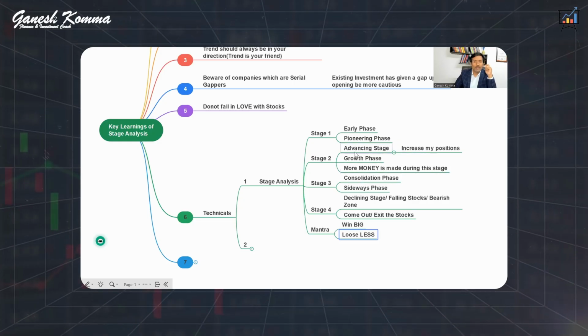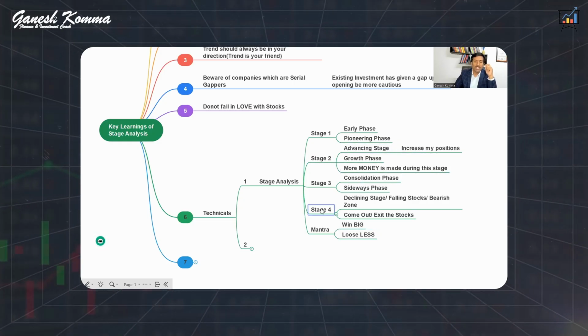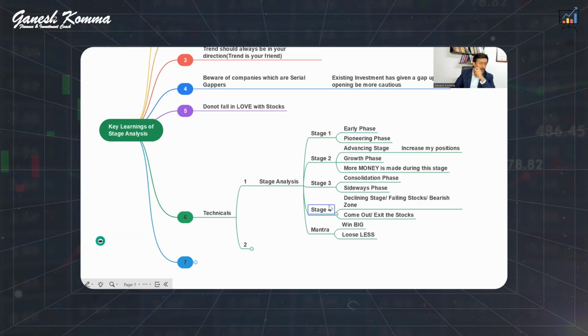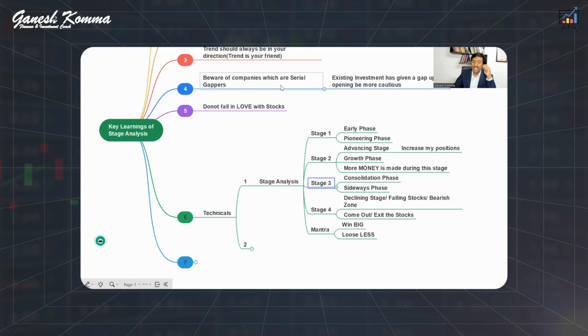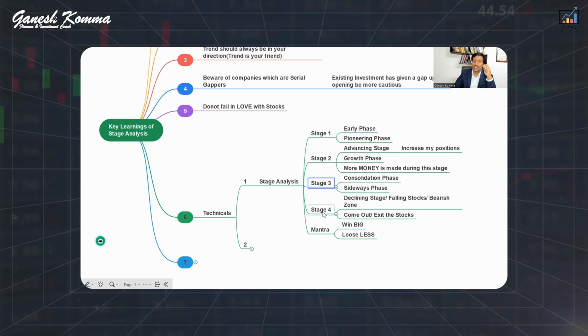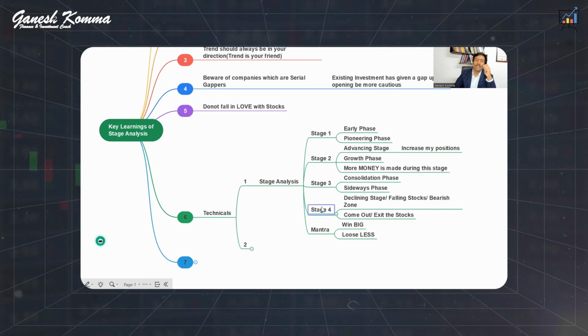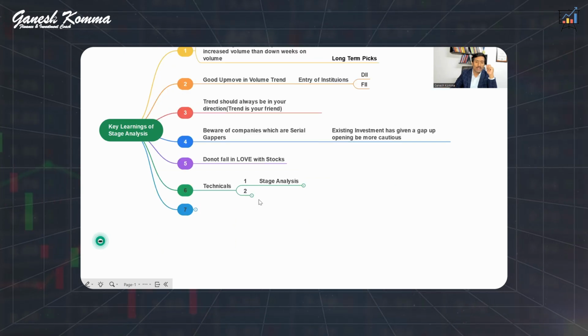More money is made in stage 2. Stage 4 is where the money is lost, so we need to get out of it as early as possible. Stage 3 is the stage where we become more cautious. We look at it, and if stage 4 is starting, we'll be ready to exit the company.